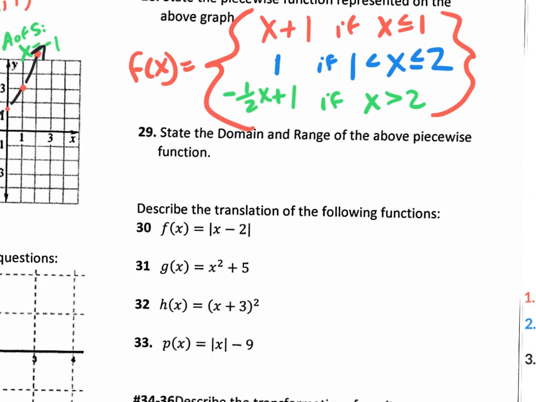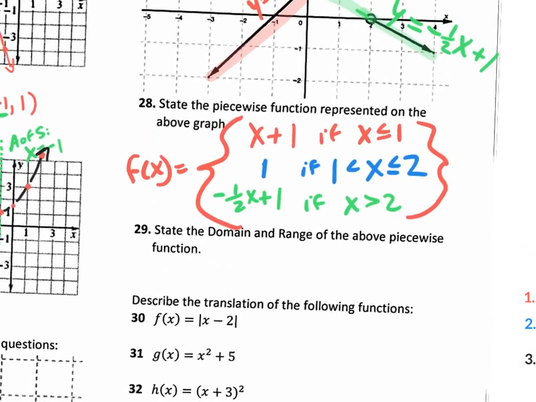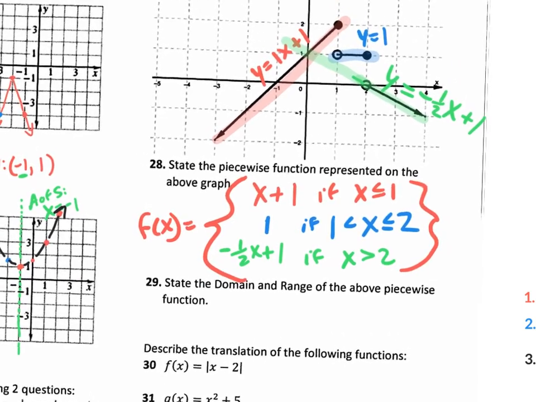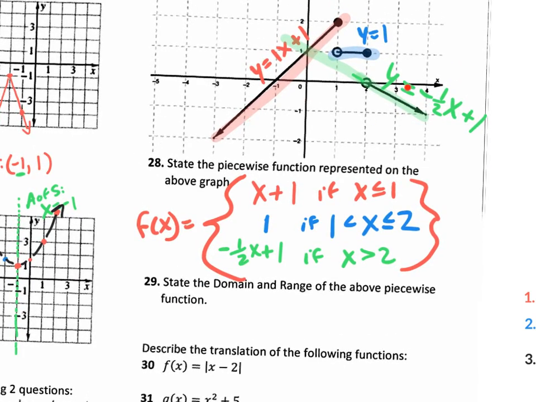Let's look at number 29. It does say, state the domain and range of the above piecewise function. So, do any of these pieces go to the left forever? Yes, the red one. Any of these pieces go to the right forever? Yes, the green one. So what do we say about the domain? That's right. The domain is x equals all real numbers.